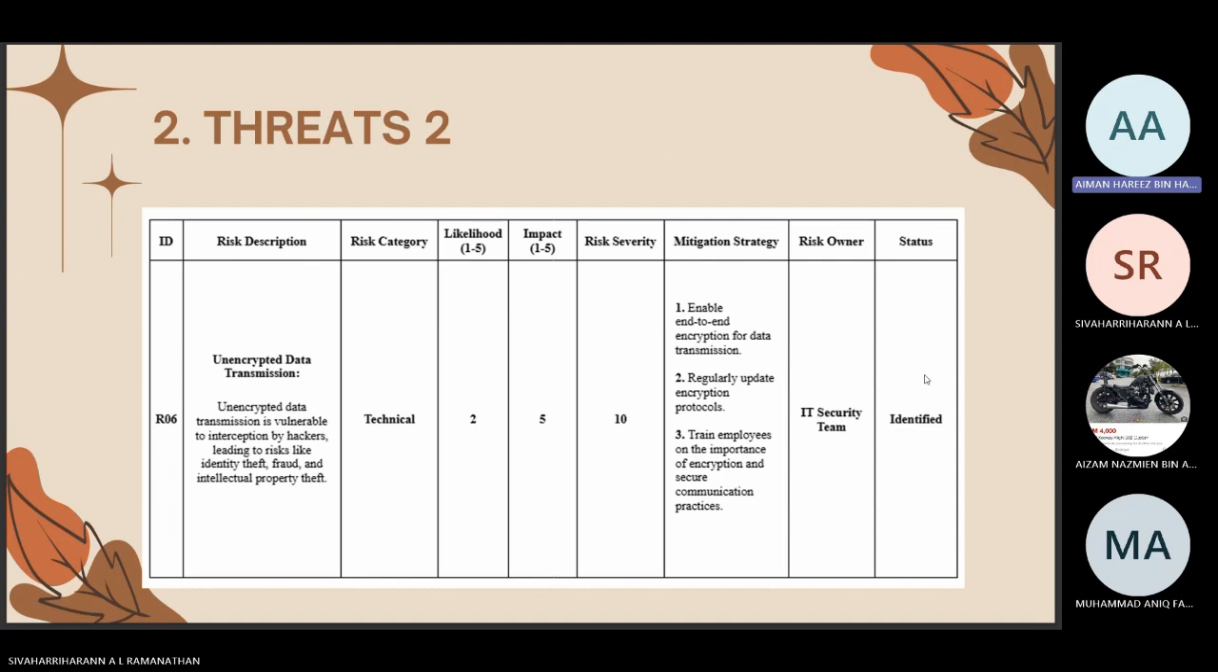Moving on, RO6 is related to unencrypted data transmission. Unencrypted data transmission is vulnerable to interception by hackers, leading to risks such as identity theft, fraud, and intellectual property theft. This risk has a severity score of 10. Mitigation strategies include enabling end-to-end encryption for data transmission and regularly updating encryption protocols.